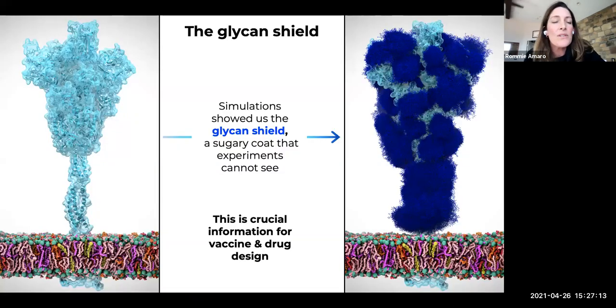Okay, so what did we learn? Part of the reason why this study was so exciting and so well received was because we showed the world for the first time what the full length spike protein actually looked like. So on the left is a spike protein. I'm showing it in light blue surface representation, viral membranes down at the bottom. And this is essentially what the structural biologists see.